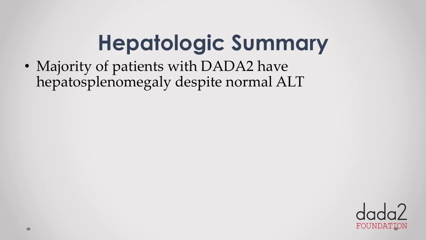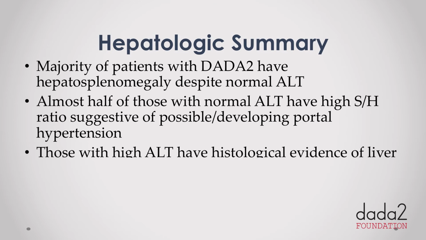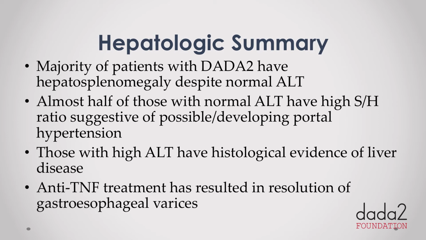So a hepatologic summary is as follows: the majority of patients with DADA2 have hepatosplenomegaly despite having a normal ALT. And then almost half of those who have the normal ALT had the spleen length height ratio that was suggestive of developing portal hypertension. And those with the high ALT had the histological evidence of liver disease. And of course, anti-TNF treatment has resulted in resolution of the gastroesophageal varices.